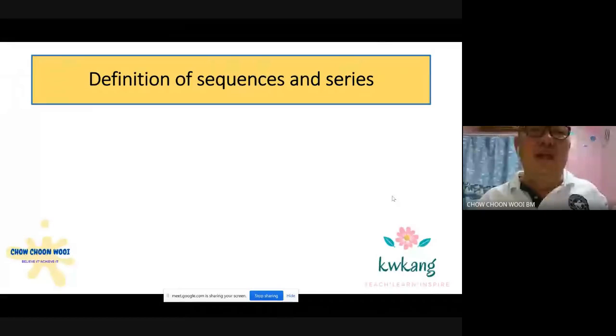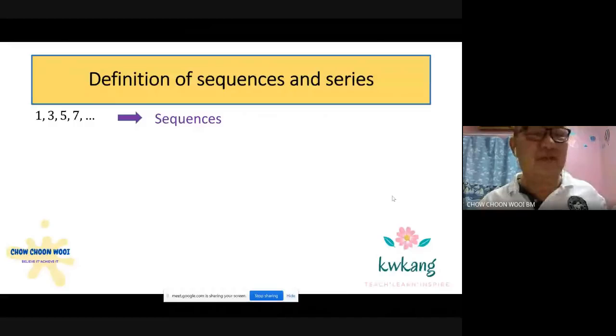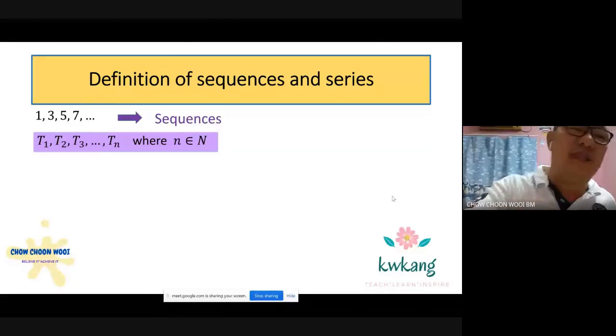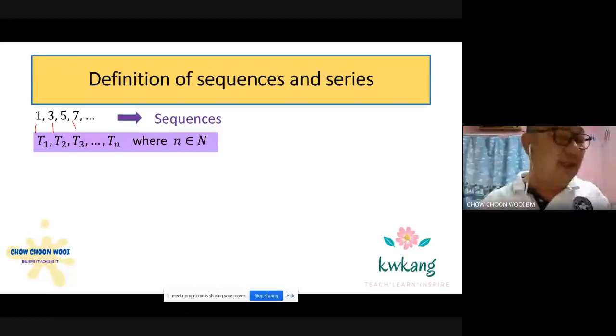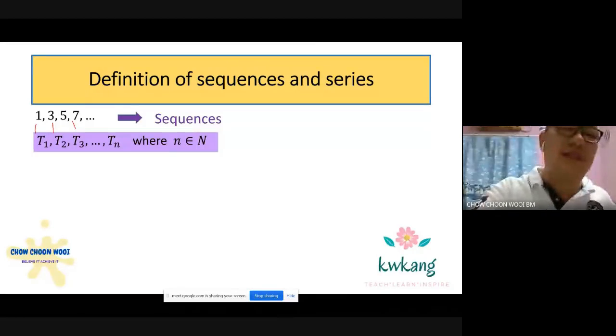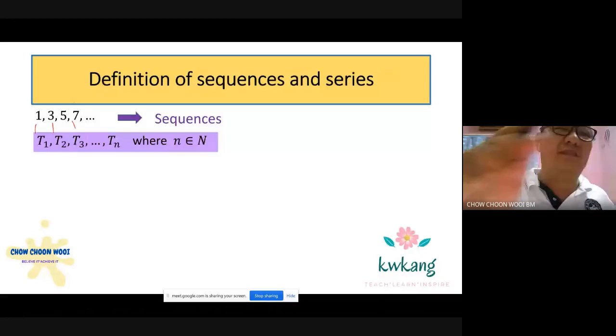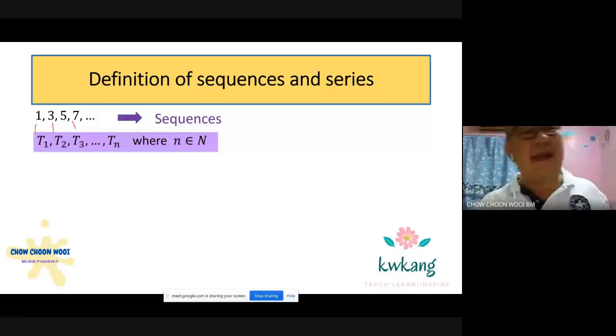Tak apalah kamu. Definitions of sequences and series. So if 1, 3, 5, 7, okay, this one we call it as sequences lah. Kalau comma, we call it sequences. So the first one we say as T1, T2, T3. Apa itu T? T itu the term. The first term, the second term, the third term, or the term number 1, the term number 2, the term number 3 until the term number n. Okay, or we call it as n term. Tn ini dia umum lah.